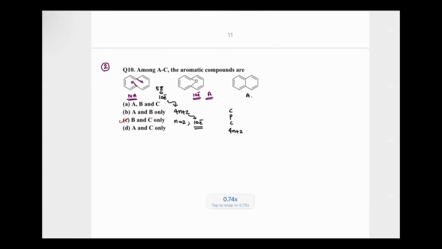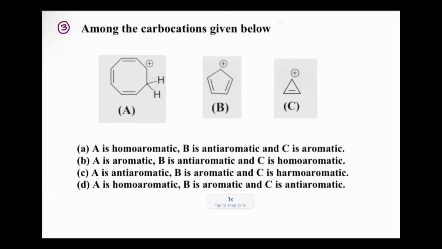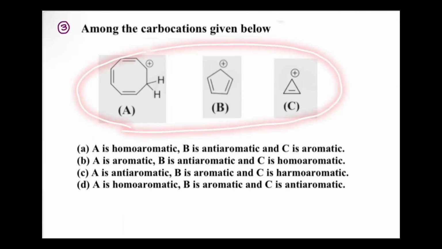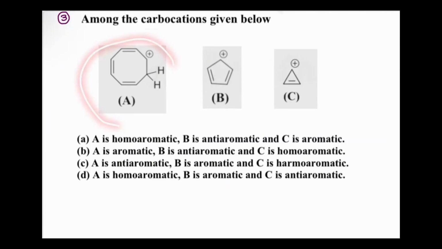So now we'll move to the next question from aromaticity. That is, among the carbocations given below, that is among these 3 carbocations, which one is homoaromatic, which one is anti-aromatic, and which one is aromatic? So one among these is aromatic, one is anti-aromatic, one is homoaromatic, and we have to find out which belongs to which category. And this molecule here, which we have already seen, contains 1, 2, 3, 4, 5, 6, 7, 8, a total of 8 carbon atoms. Out of this, one is sp3, there is 1 carbocation, and there are 3 pi bonds.